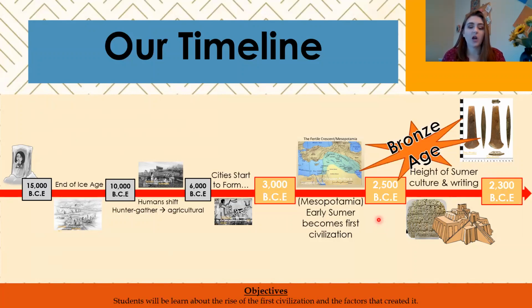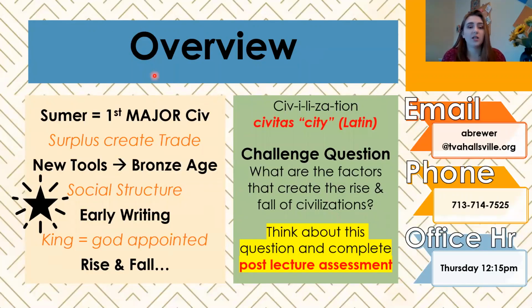Okay, next week we'll talk about some of our other civilizations, but before we go, some major important things to remember. Remember, Sumer was one of our first major civilizations, what we consider to be Mesopotamia today. Surplus creates trade. With a surplus, you're able to trade and gain goods across a nation, getting the things necessary for civilization. New tools in this era became known as the Bronze Age for their bronze tools. And social structure, early writing, and kings, who were appointed by a god, developed the first instances of a civilization. Remember, all civilizations rise and fall with time. Remember our keyword civilization, which comes from civitas, which means city. So our challenge question: what are the factors that created the rise and fall of civilization?